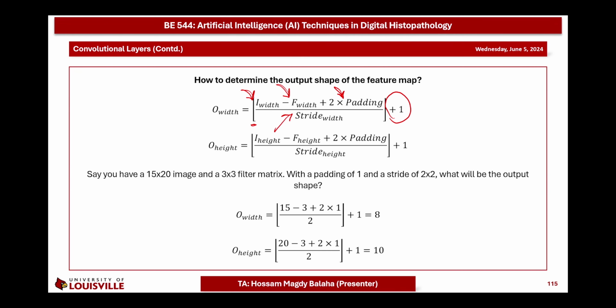So if you have an image of 15 by 20 and a 3 by 3 matrix for filtration or a kernel, and you are given a padding of 1, a stride of 2 by 2, what is the output shape? You simply substitute in that equation so you can determine that the output feature map shape is n by m. So the width is 15 minus 3 plus 2 multiplied by 1 divided by 2. So this will become 12, added to 2 will become 14, divided by 2 will become 7, plus 1 will become 8.